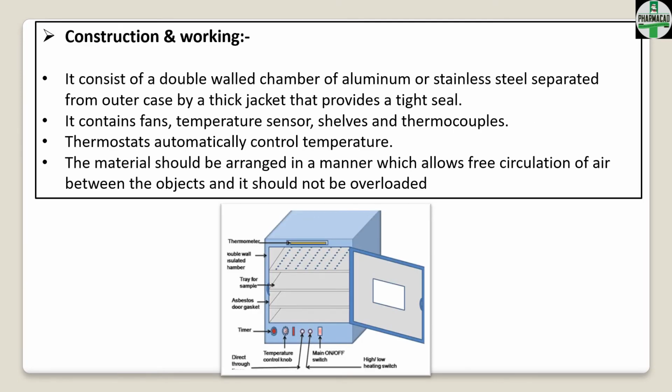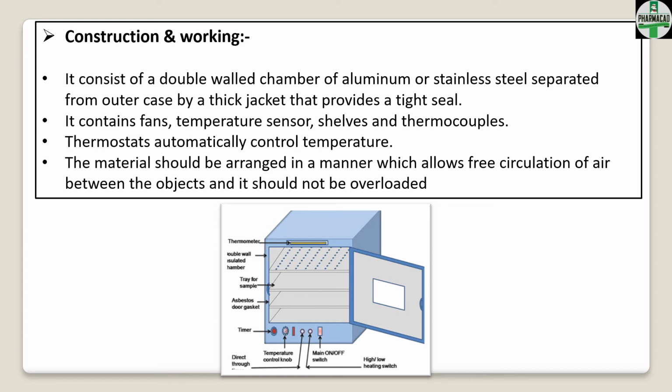Here comes the construction and working of the hot air oven. It consists of a double-walled chamber made up of either aluminium or stainless steel, which is separated from the outer case by a thick jacket that provides a tight seal. The tight seal is needed so that none of the dry heat is leaked out into the environment. You'll ensure that it is totally captured inside the hot air oven.